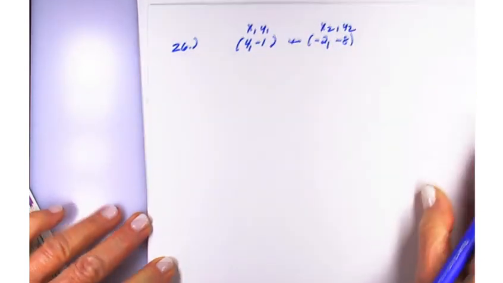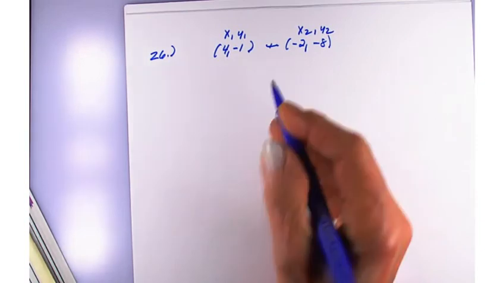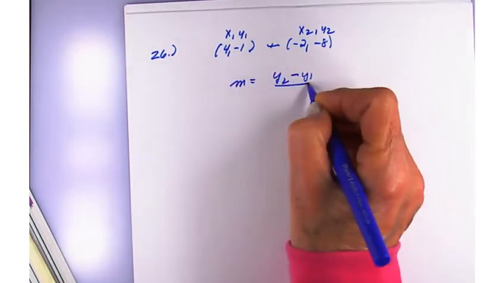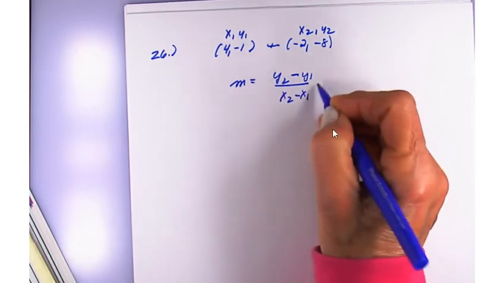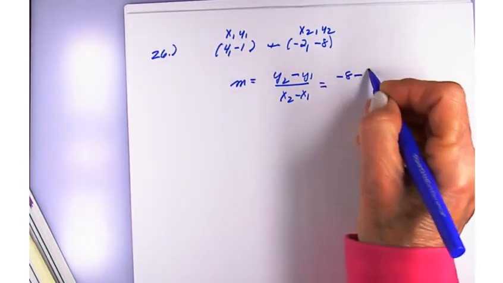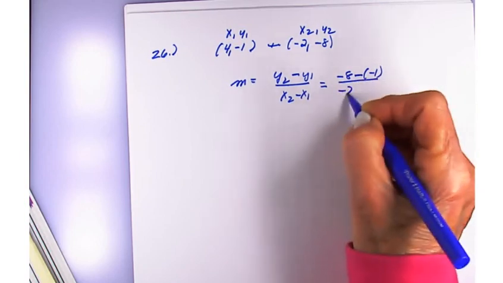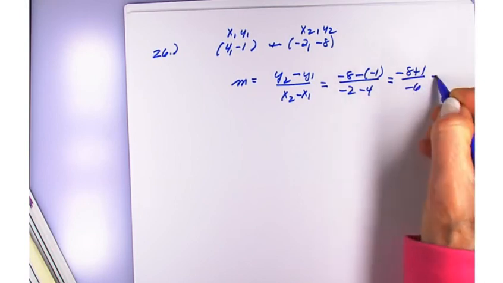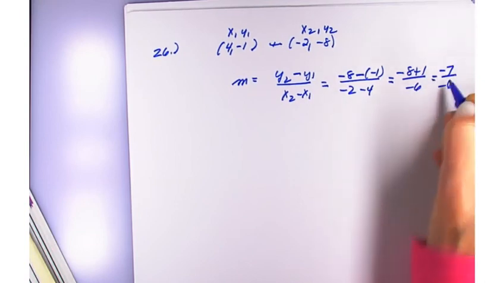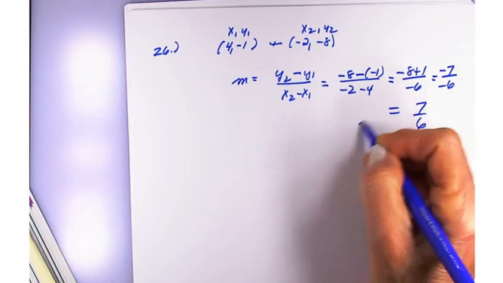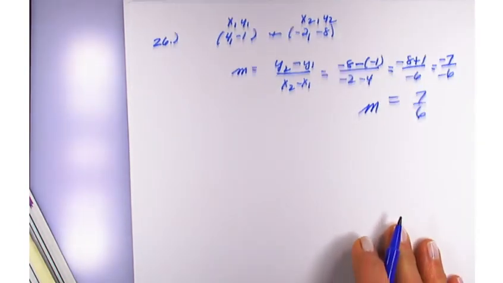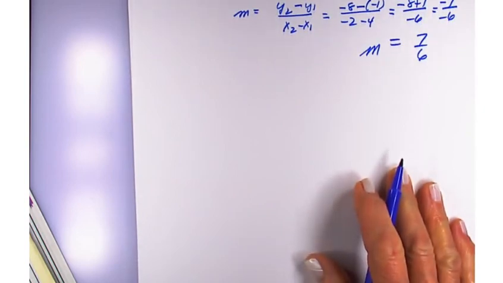And so my slope is y2 minus y1 over x2 minus x1. Negative 8 minus negative 1, over negative 2 minus 4. And so we have negative 7 over negative 6, and my slope is positive 7/6. So we've done quite a few of these already. You can certainly do some of them as well.